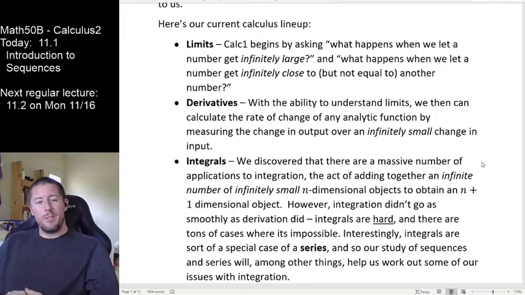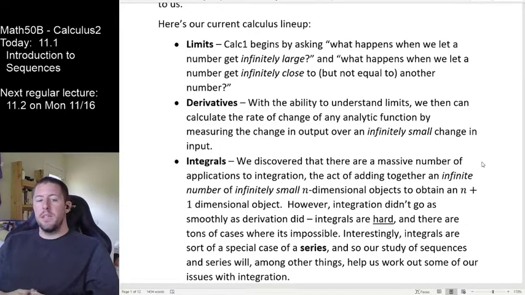But it should very much be noted that integration did not go as well as derivatives did. Integrals are hard. There's a ton of cases where it's impossible. But the good news for us is that an integral, because it really represents the sum of an infinite number of infinitely small objects, is going to be a special case of what we're going to define to be a series in this chapter.